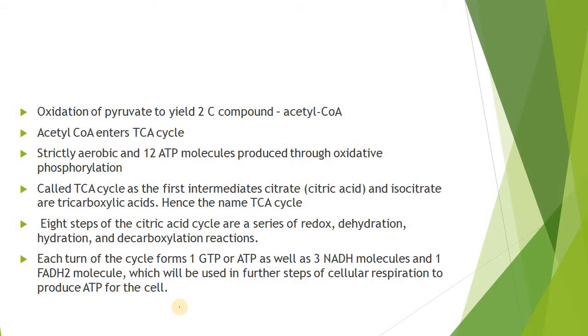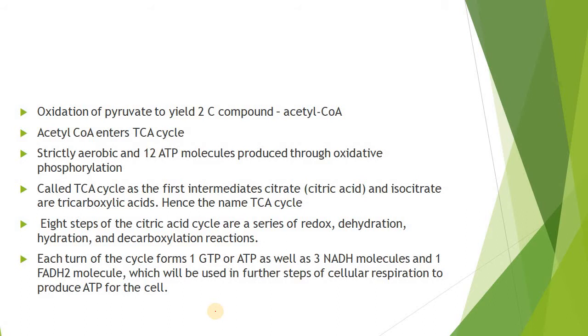And this TCA here is called the citric acid cycle because all the first three intermediates produced during the course of this reaction possess three carboxylic groups. Hence it is called a citric acid cycle, and this is going to be a metabolic pathway with 8 different steps, and here we can see redox and dehydration, hydration and decarboxylation.